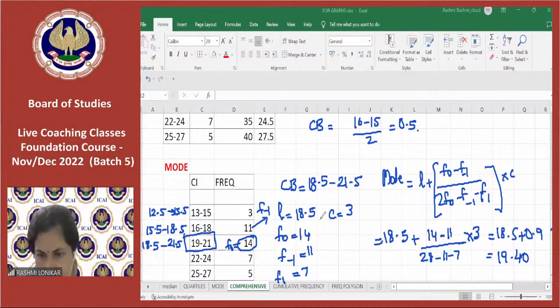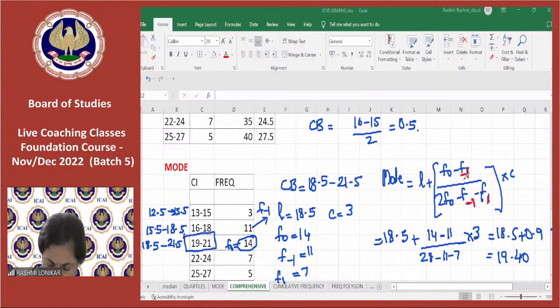Formula is F0 minus F of minus 1. That is the only thing you have to be careful about. In the numerator, it is F of minus 1. In the denominator, F of minus 1 and F of 1. But in the numerator it is F of minus 1.